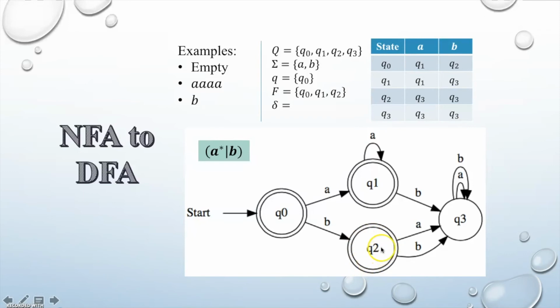From here, if we add another A or another B, it will lead us to the Q3 state. Q3 is the state that we reject. So no matter if you add an A or a B at Q3, we'll always reject it. It's the same for Q1: if you add a B, you arrive at Q3 and it will be rejected.